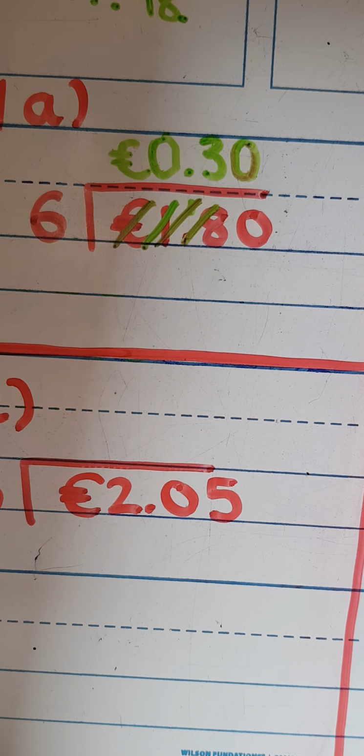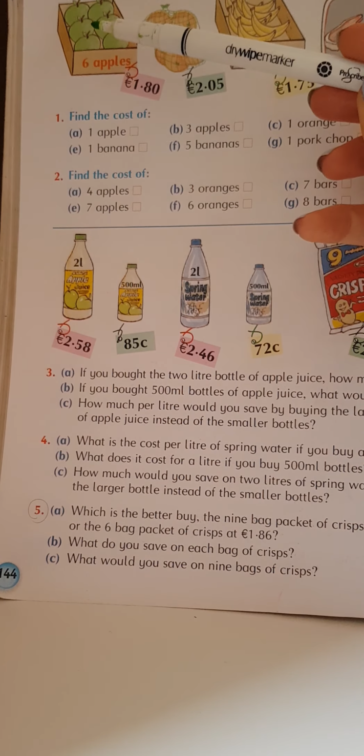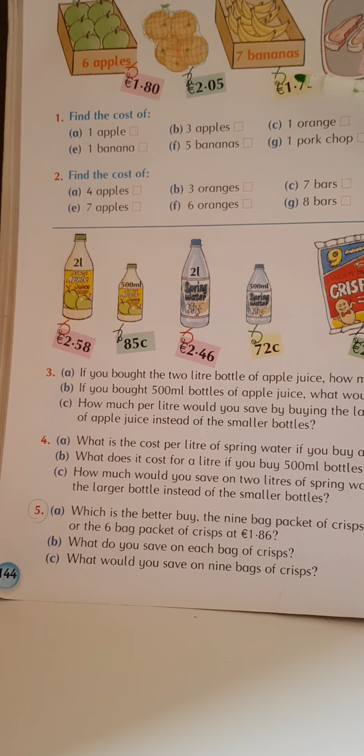And the only way to figure it out is to divide the number of things, whether it's apples, oranges, bananas, by the amount of them they have. So it won't always be by 6. I only divided 180 by 6 because there were 6 apples. If I was working with bananas, I would have to divide 175 by 7 to find out the price of 1 because there are 7 bananas. So it depends how many things are in the box or the bag, what you divide it by.